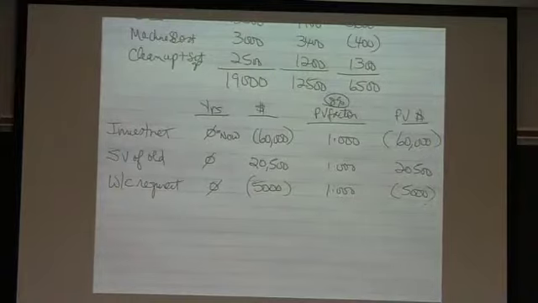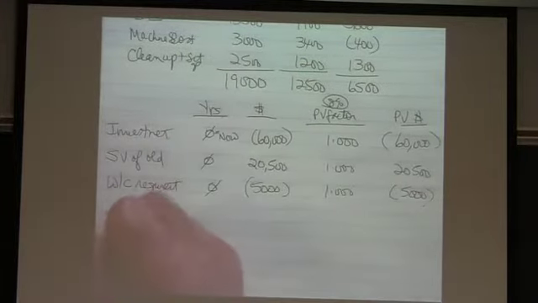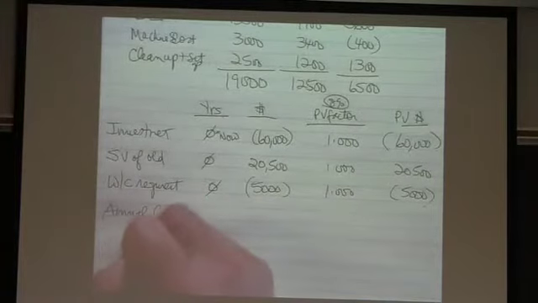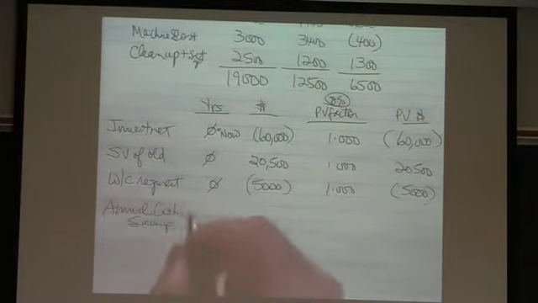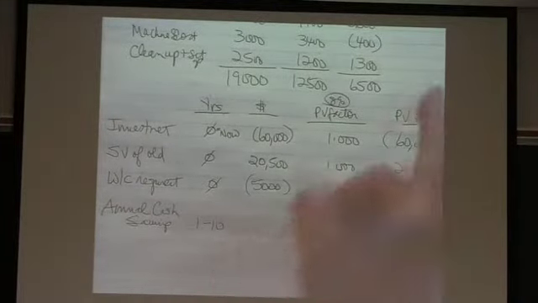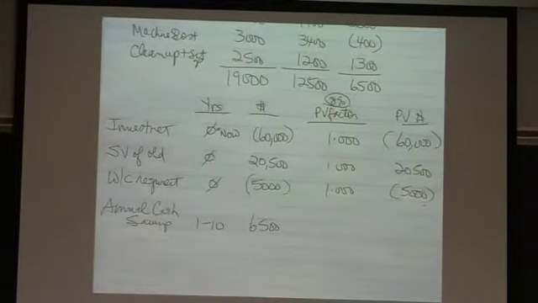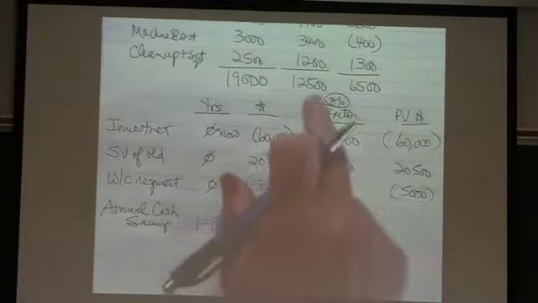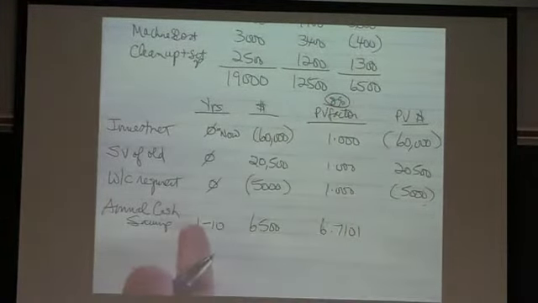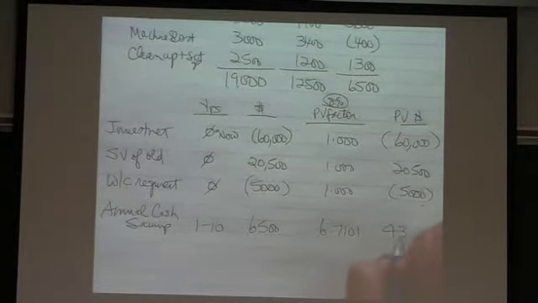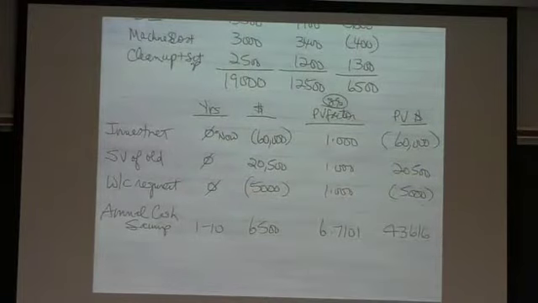Now, what we have is this annual cash savings, right? Annual cash savings. And that's going to be for 1 to 10 years, right? So 1 to 10 years. And that one is 6,500. And the present value factor is going to be 6.7101. That's I equals 8, N equals 10. And that gives us 43,616.